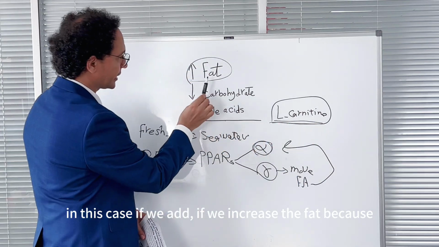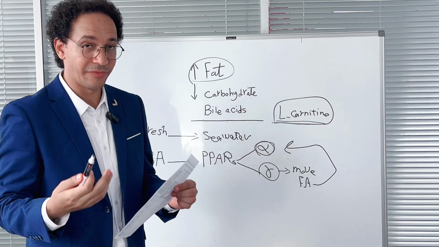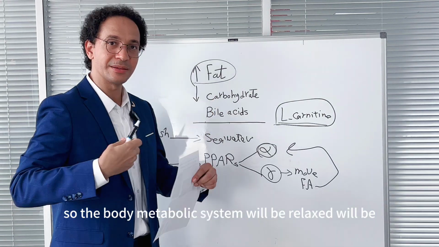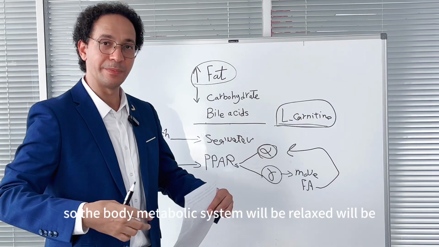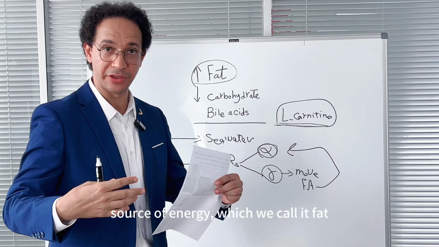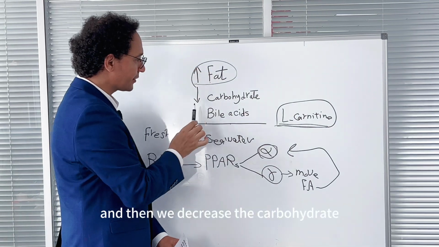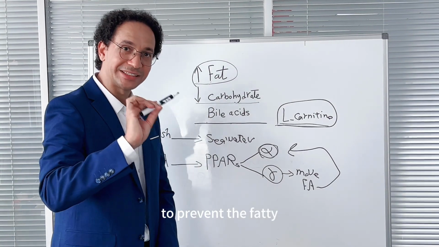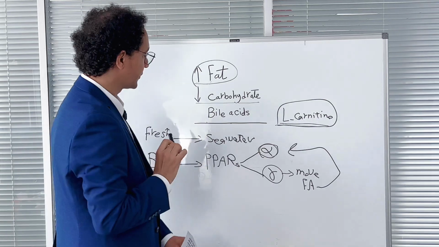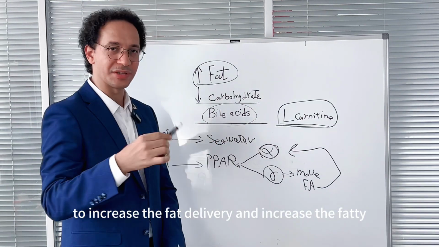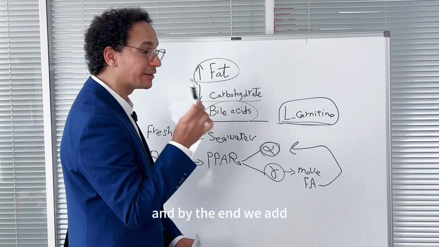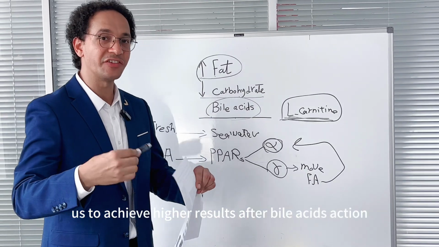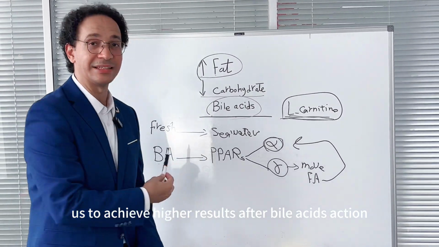In this case, if we increase the fat, because the body is ready to consume more fat for energy production, the body's metabolic system will be relaxed and will have a favorable source of energy, which we call fat. And then we decrease the carbohydrate to prevent the fat accumulation in the liver. And then we add bile acid to increase the fat delivery and increase the fatty acid oxidation. And by the end, we add L-carnitine. That L-carnitine helps us to achieve higher results after bile acid action.